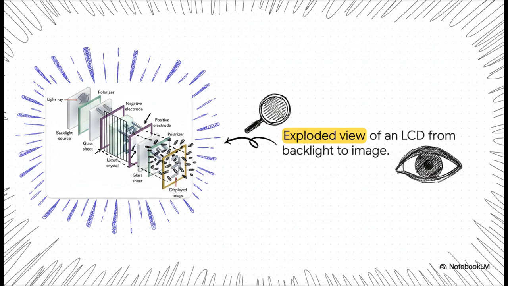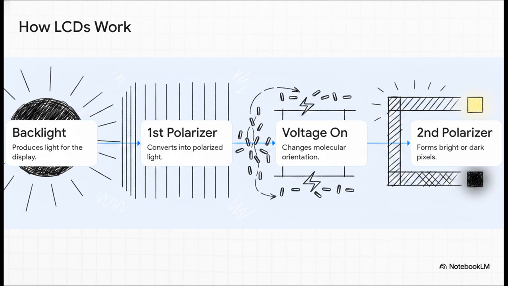Then, the light travels through a glass sheet and a set of transparent, negative and positive electrodes. Wedged right there in the middle, between those electrodes, is our star player, the liquid crystal layer. Finally, the light passes through a second glass sheet and a second polarizer before it finally hits your eye to form the image. Let's put this whole system into motion.